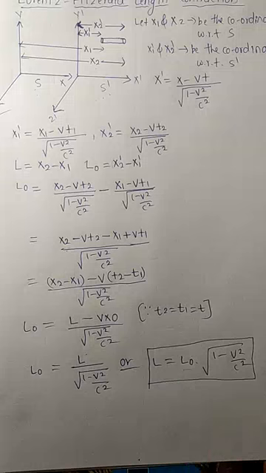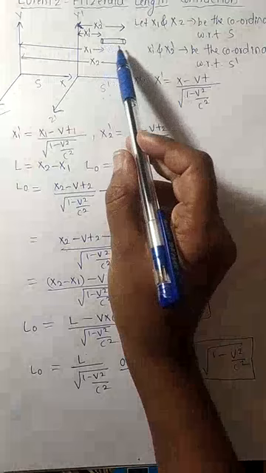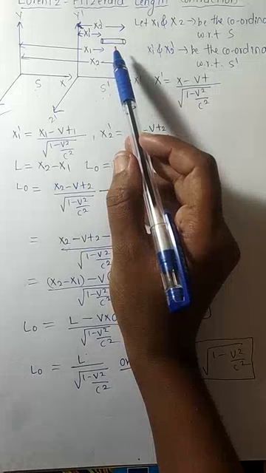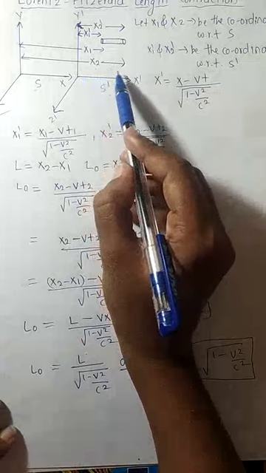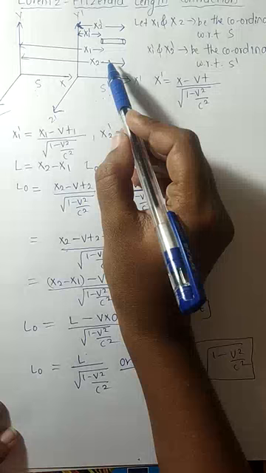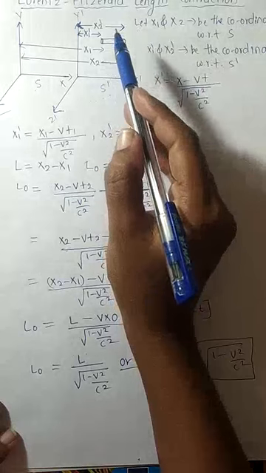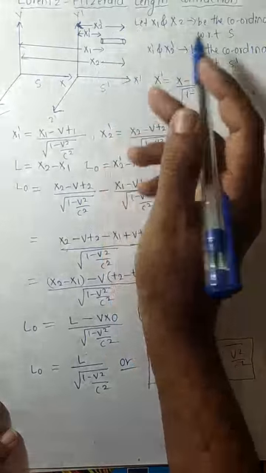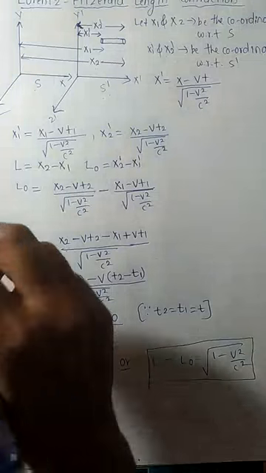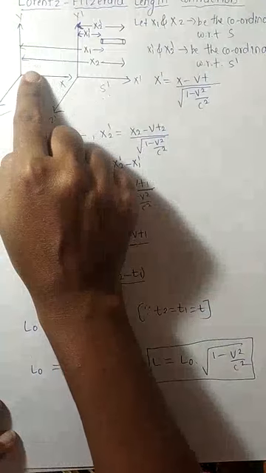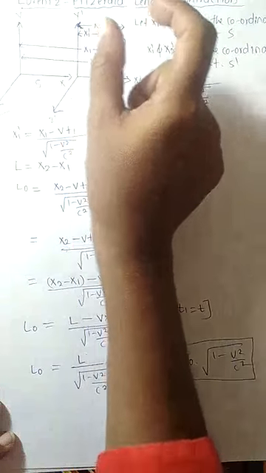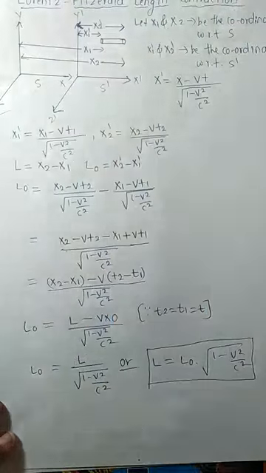The conclusion is that the length of the rod will appear shorter for the observer who is moving. The observer in the S dash frame is in motion. So if he observes the same thing, according to him the length appears shorter than the original value. At the same time, if the observer in the S frame calculates the length, it will be more than in the S dash frame.